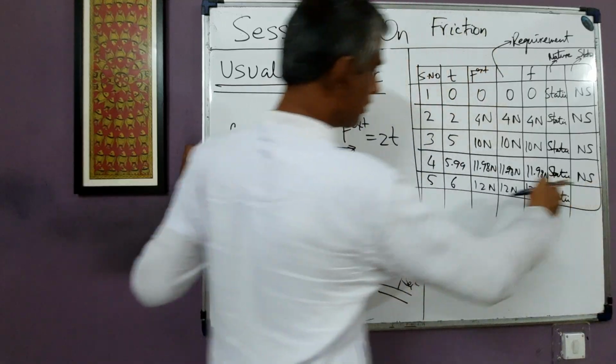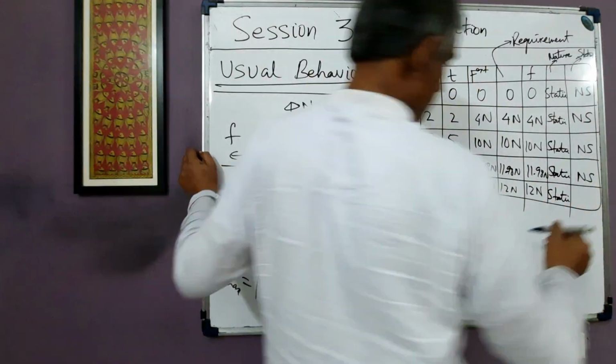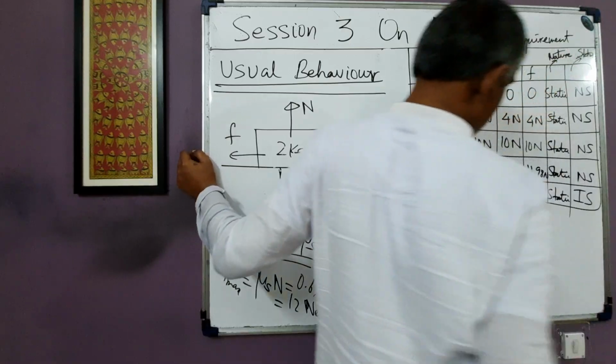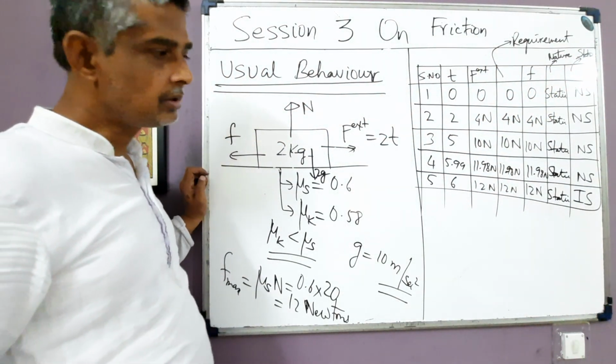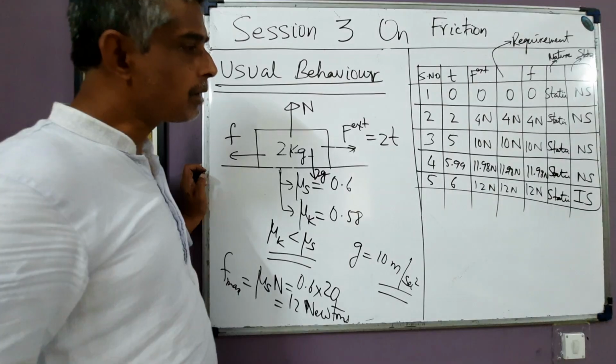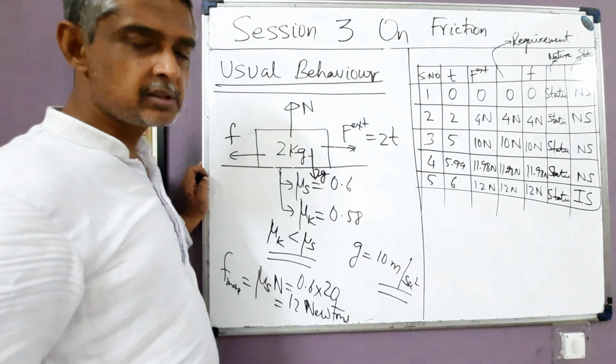Now what is the kinematical condition? Status is what? They will write impending slip, IS. IS meaning what? Impending slip. That is, it is now about to slip over the surface. Just going to slip now. Just slipping is going to start.